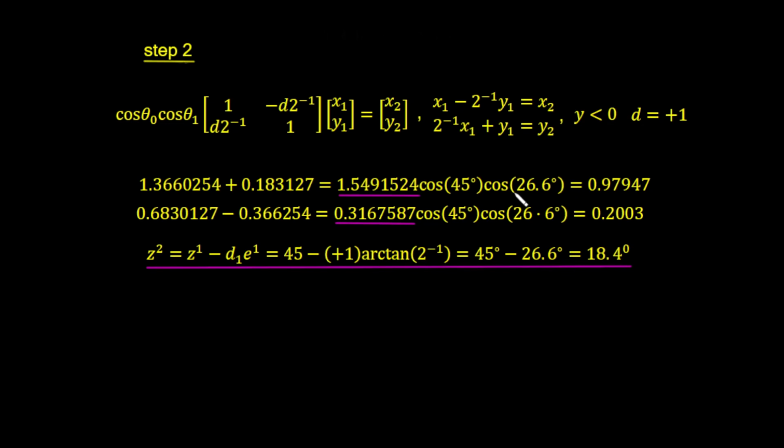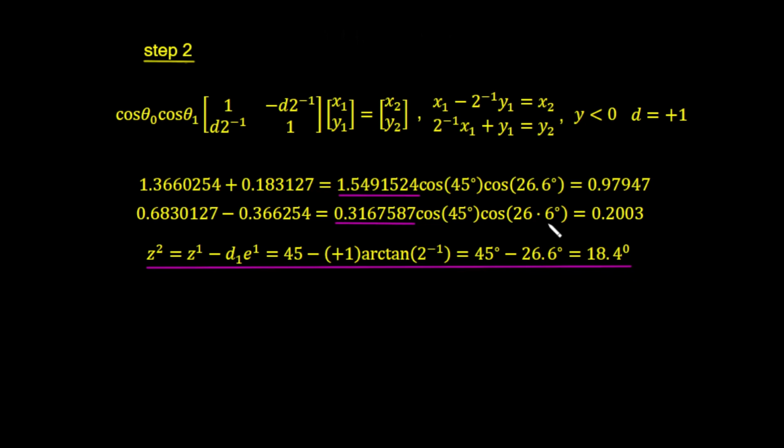Now when we go to work out our angle, again, Z2 is going to equal Z1 minus D1 times e1. So our Z1 we've already worked out is 45 degrees. D is just positive, so it's just going to be plus 1 times the e1, which is going to be arctan, in this case, of 2 to the minus 1. So the arctan of 2 to the minus 1 is a value of 26.6 degrees. So we're going to have our 45 minus 26.6 gives us our 18.4. So the 18.4 is the next approximation to our angle.